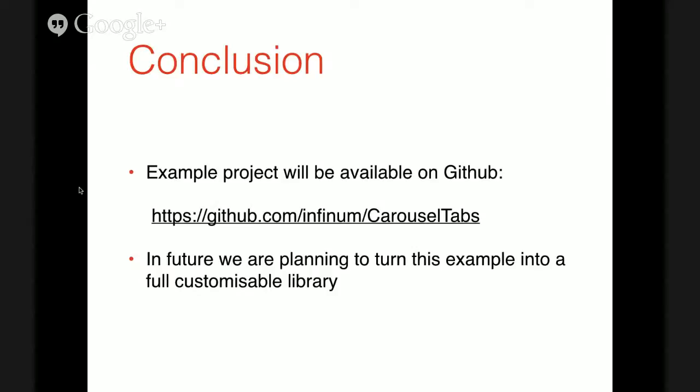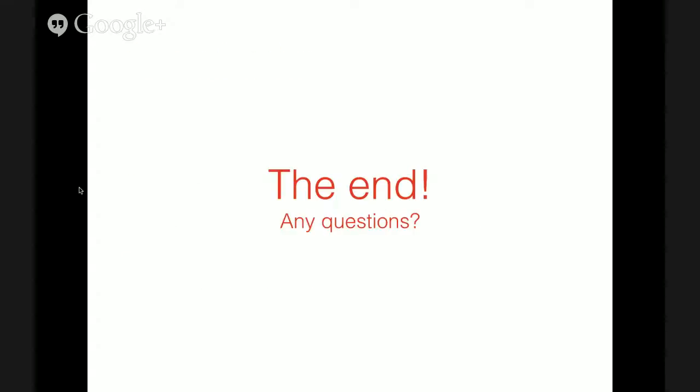There are some other things, but I didn't want to talk too much about them. I want to make this short. The example project is already available on GitHub. We liked this scrolling and things like that, and perhaps you will like it. In the future, we are planning to turn this example into a fully customizable library with proper handling of tabs and tab appearance. That's about it for me. This is the end.